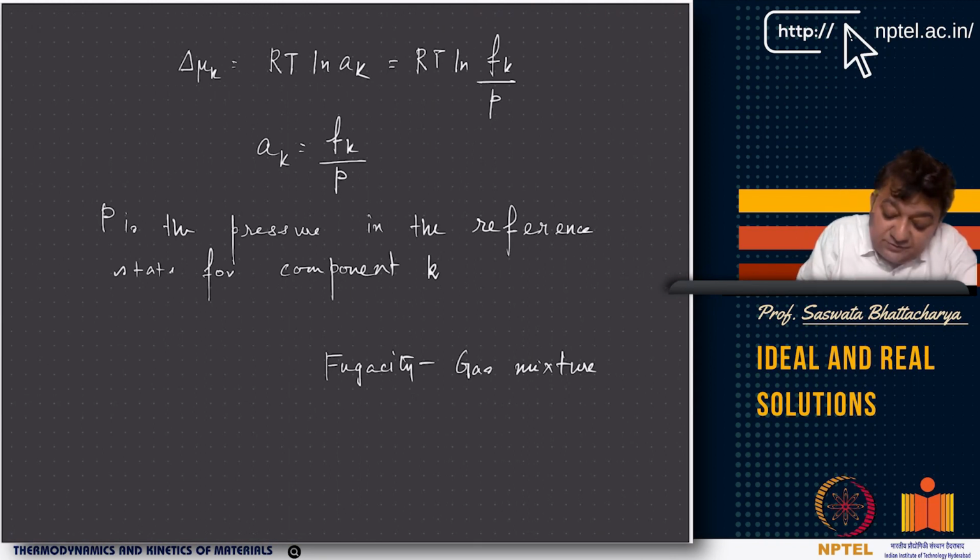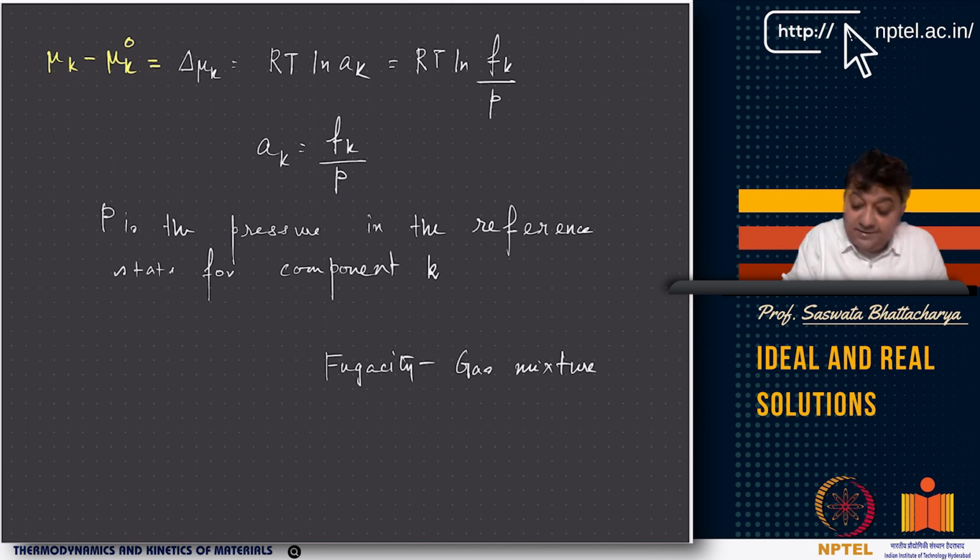Now, from the definition of activity of component K, delta mu K, which is mu K minus mu K 0, equals RT ln AK, which is RT ln Fk by P, right? Therefore the relation between activity and fugacity is AK equals Fk by P. Now P is the pressure in the reference state for component K, the pressure all components will experience when there is no mixing.